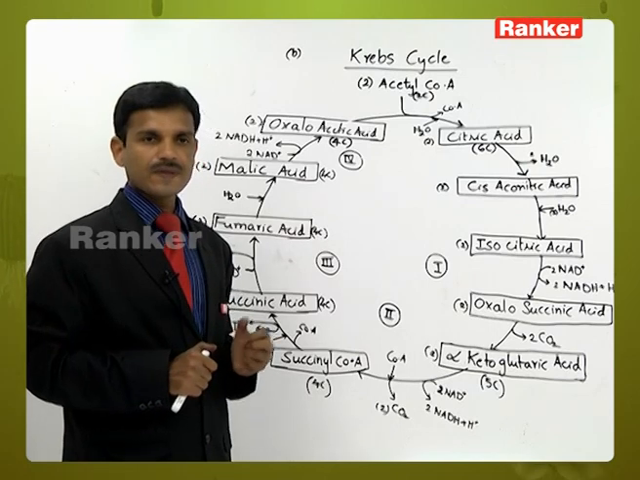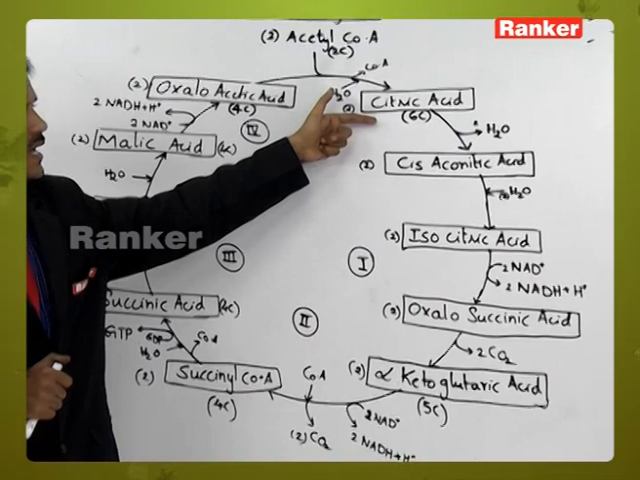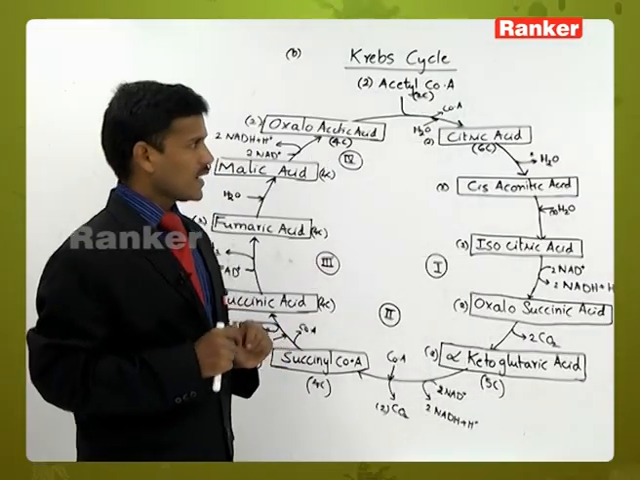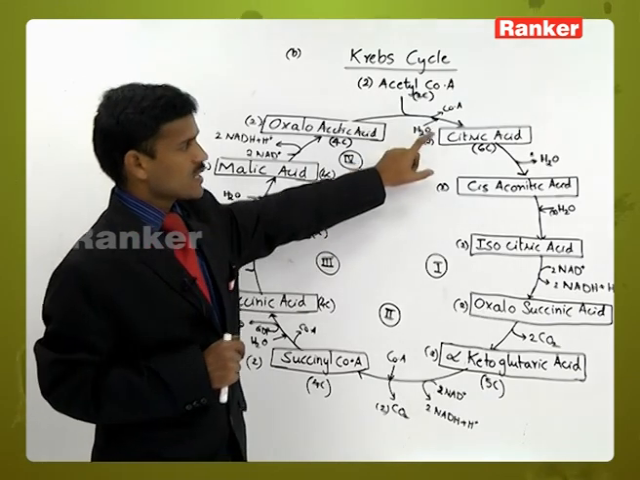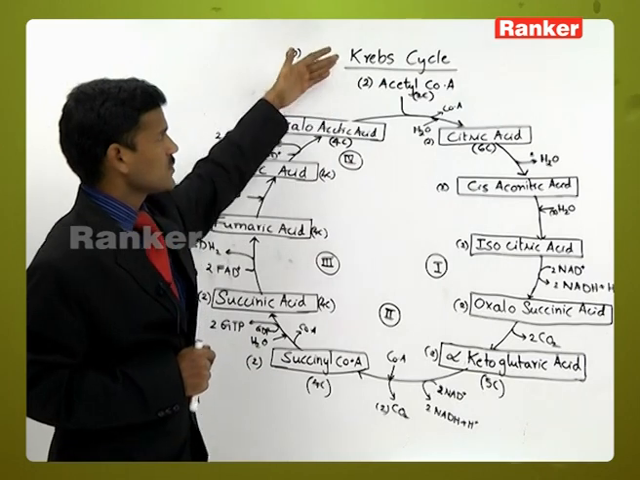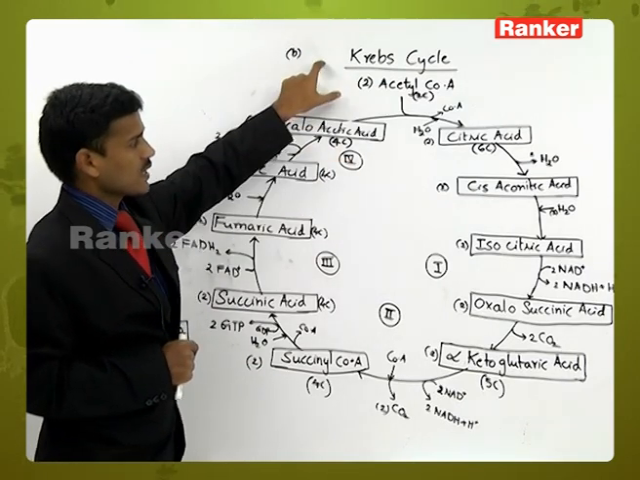The Krebs cycle takes place only in the mitochondrial matrix. The first stable compound is citric acid. It is also known as the citric acid cycle and the tricarboxylic acid cycle, as it has 3 carboxylic groups. After the scientist's name, it is also called the Krebs cycle.